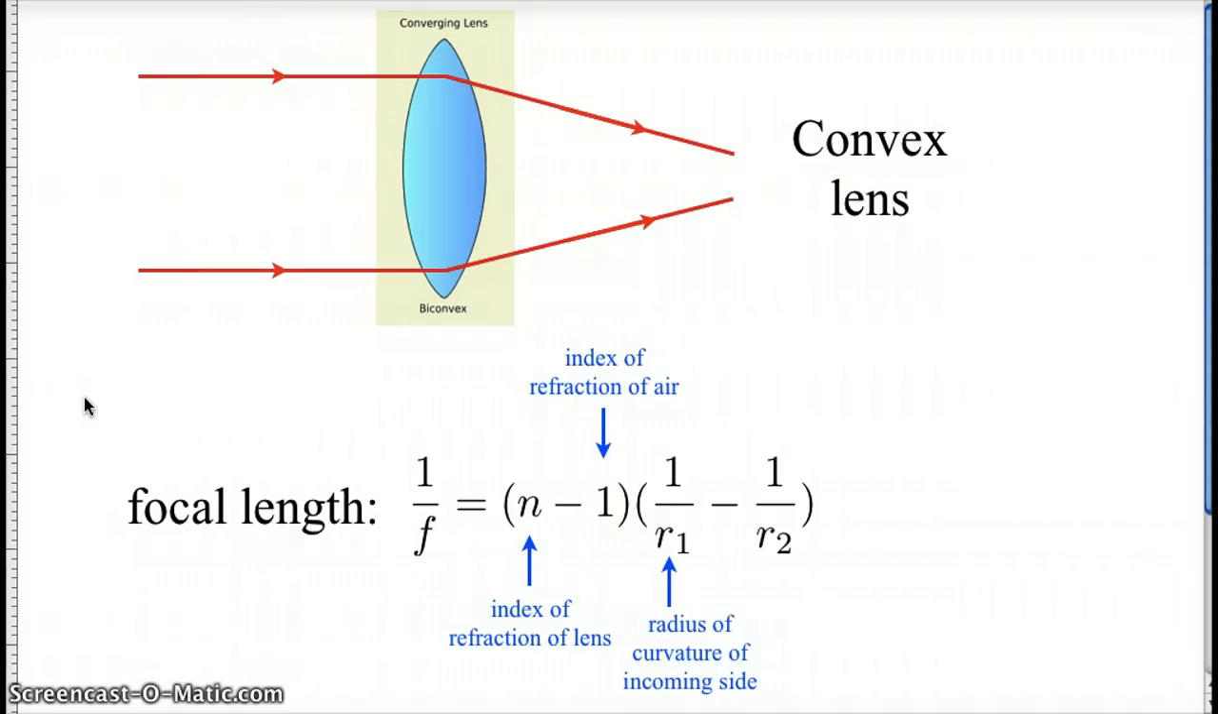Moving along, R1 is the radius of curvature of the incoming side of the lens. So here in this picture, light is coming in from the left. So this is the incoming side of the lens. This side has some radius of curvature that we denote as R1. And we'll say more about what exactly radius of curvature means in just a moment. And then R2 is the radius of curvature of the outgoing side. So this right side in this lens is also curved, and it may be curved the same amount as the left side, or it may be curved a different amount. And so that radius of curvature for the right side of this lens is denoted by R2.